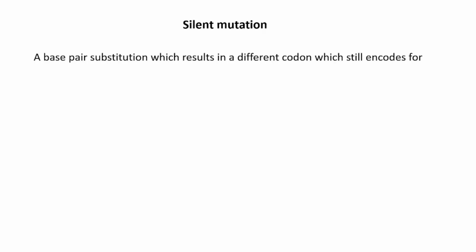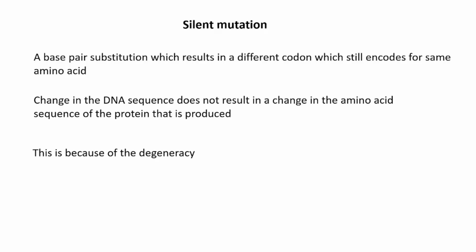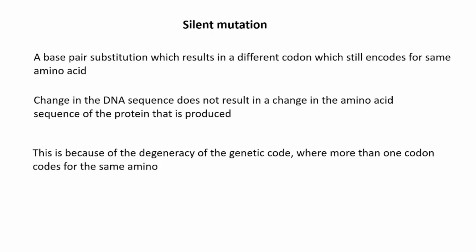A silent mutation is a type of mutation where a base pair substitution results in a different codon which still encodes for the same amino acid. Thus, a change in the DNA sequence does not result in a change in the amino acid sequence of the protein that is produced. This happens because of the degeneracy of the genetic code, which means that there is more than one codon which codes for the same amino acid.